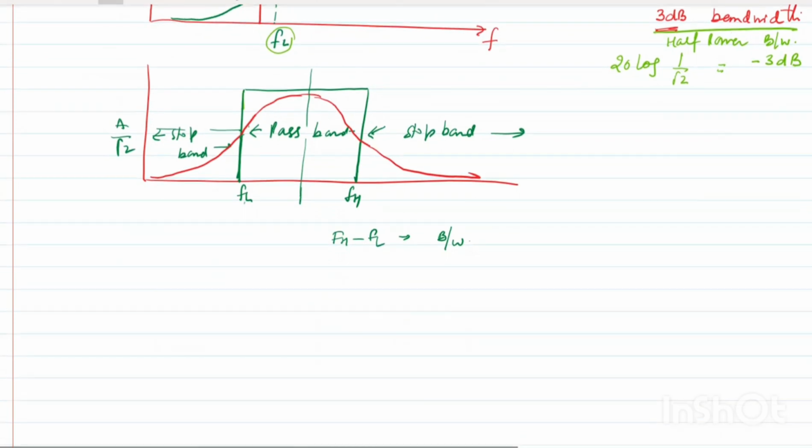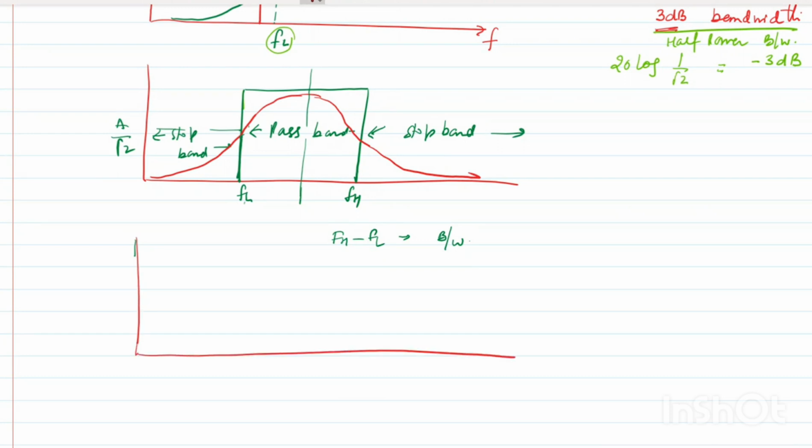Now let us make the high pass filter. Sorry, the band reject filter. It is just the opposite of the band pass. It rejects the band in between. So we can say this is your pass band, and this is also a pass band. This is the stop band.